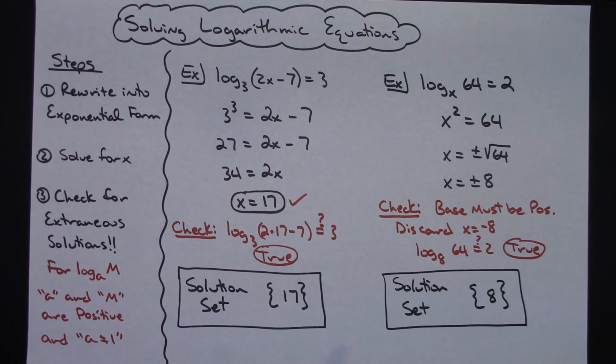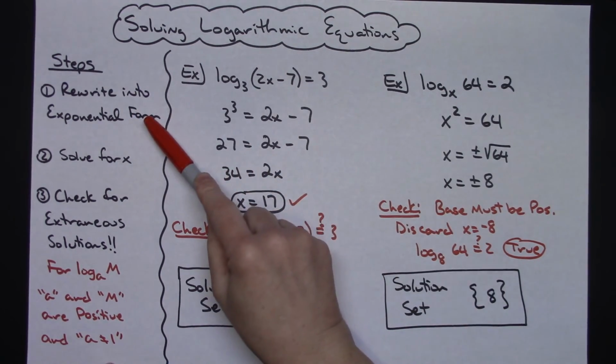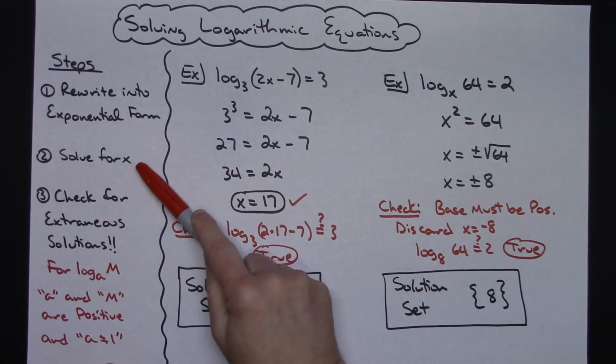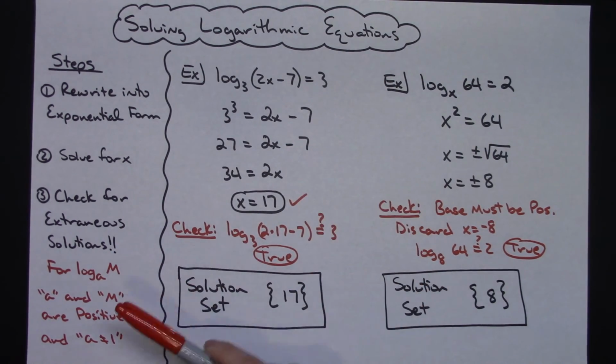So, 2 quick examples of how you go about solving logarithmic equations. Just to review real quick, you're going to go into exponential form. You should then have an equation that you can solve pretty easily for x, and then don't forget you've got to check those answers to make sure they make the original equation true, otherwise you have an extraneous root. You also have to make sure that both the base and whatever you're taking the log of are both positive and that your a is not equal to 1. So lots of things to consider and remember.